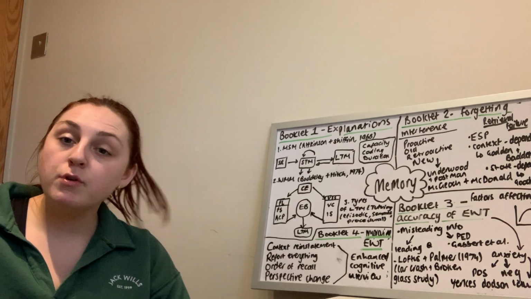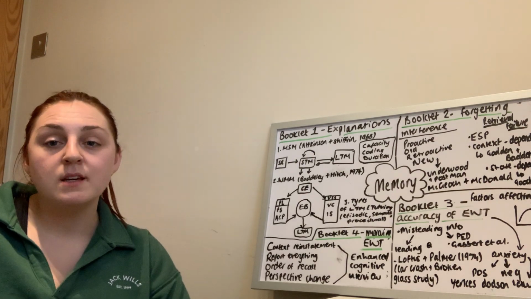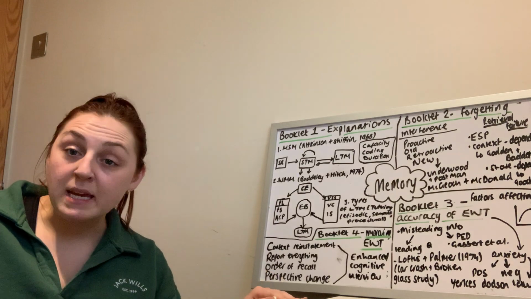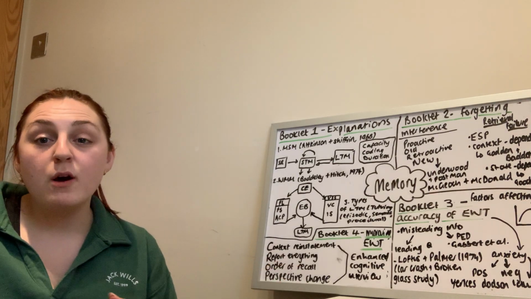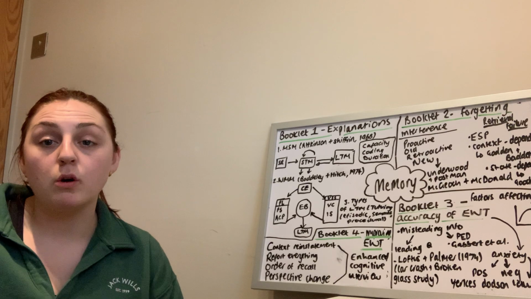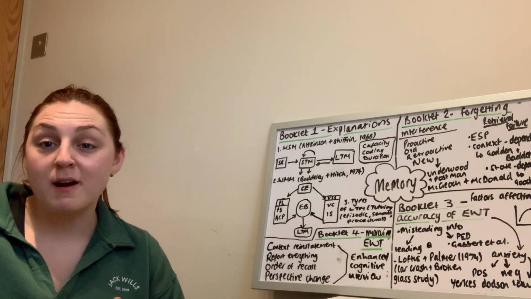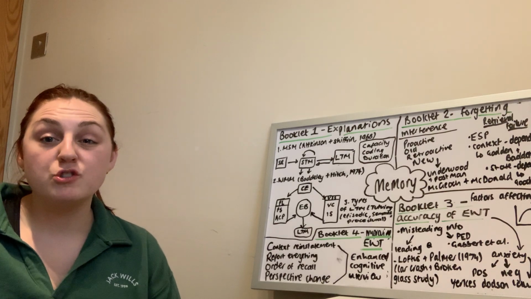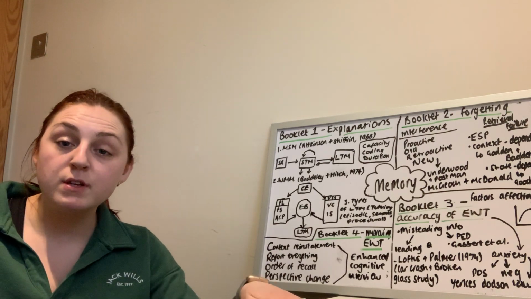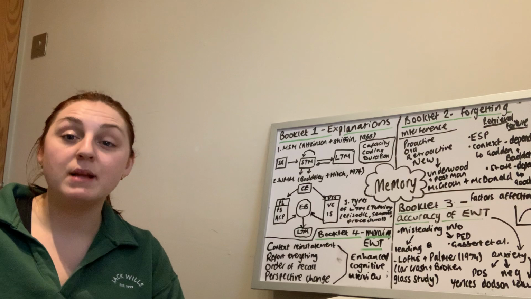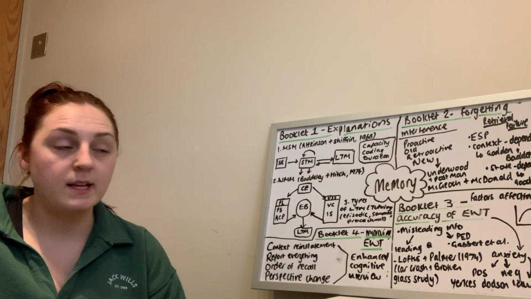And they found that the group that were given the synonym list, so words that had the same meaning as the original list, they only had 12% recall ability. So they experienced significant amounts of retroactive interference because they struggled to retain that knowledge of the original list because of the similarity between the two things that they had learned.